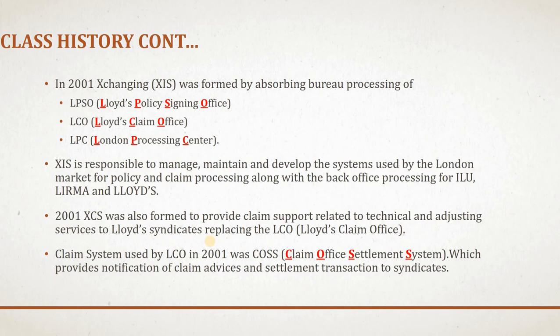Going forward, in 2001, Xchanging was formed by absorbing the processing of LPSO, which stands for Lloyd's Policy Signing Office, LCO, Lloyd's Claim Office, and LPC, London Processing Centre. So these are the three major bureaus which merged together to form Xchanging in 2001. Pretty major step in the London market, and as most of you might be aware, XIS and XCS serve as a backbone in London market processing.